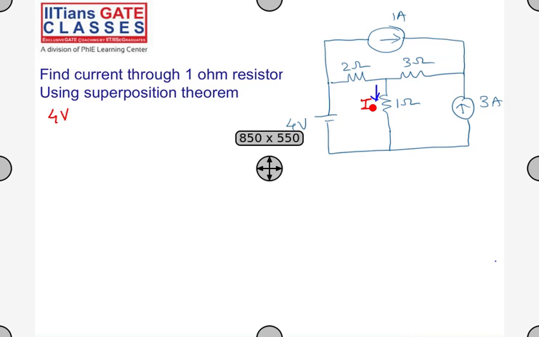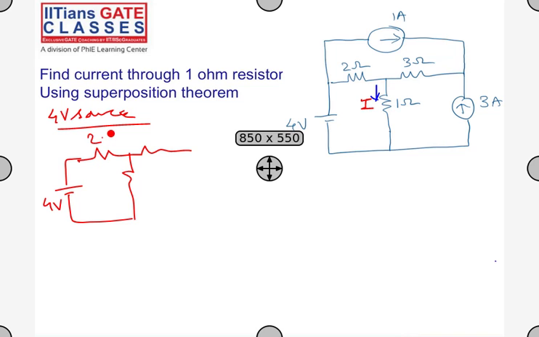So what happens now? I have to turn off the 3 amp and 1 amp sources, that is, open them. This is how my circuit will be: 4 volts, 2 ohms and 1 ohm. Since this is open, no current flows through it. So these two, 2 ohms and 1 ohm, are in series now. I is equal to 4 by 3, so I'll call it I dash. Due to the 4 volt source, the current here is 4 by 3 amperes.